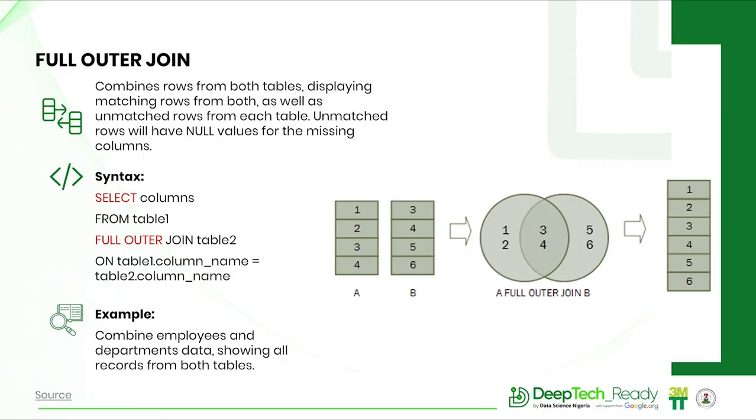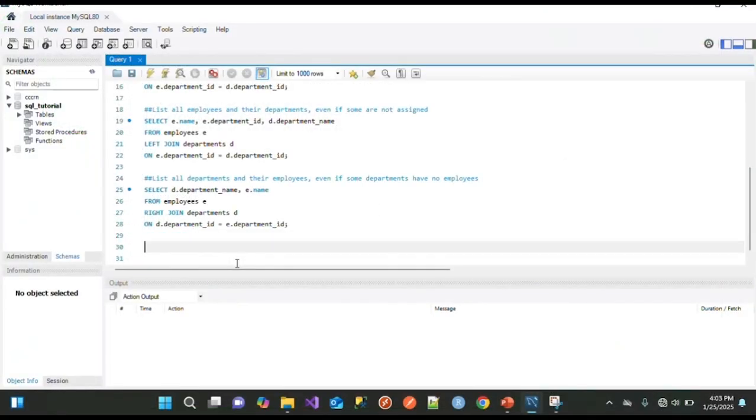Next, we have 5, which is coming from table B. We have 6, which is coming from table B. So basically, this is how we use the full outer join to implement this. We can see the resulting table that it has given us. We have an example to illustrate this in real world scenario. We are to combine employees and their departments showing all records from both tables. So let me go back to my IDE. Next is for me to comment on what we want to achieve here. Let me go ahead and comment.